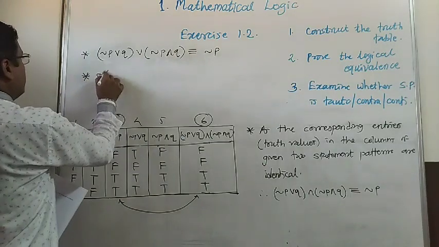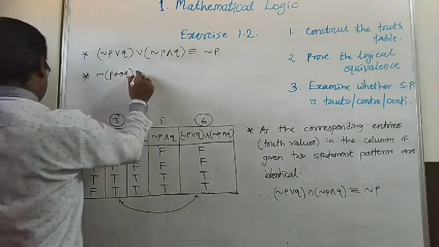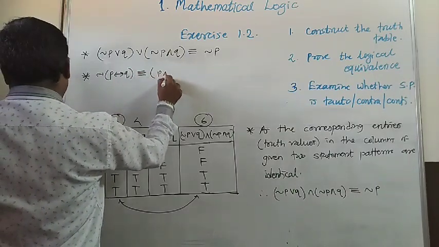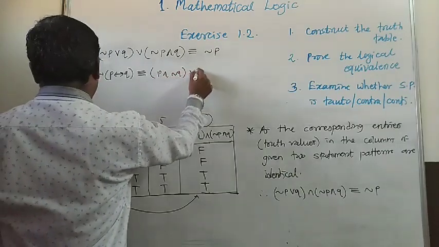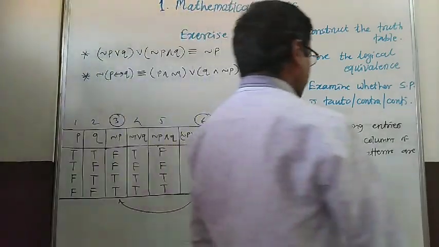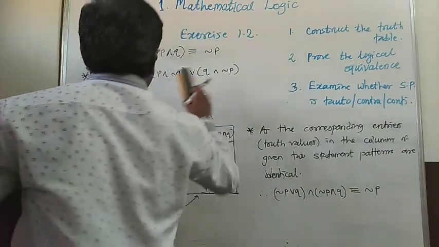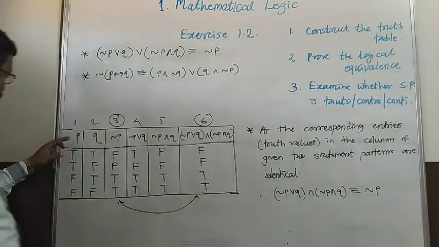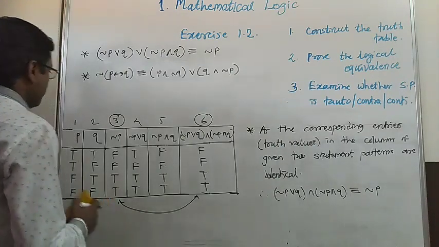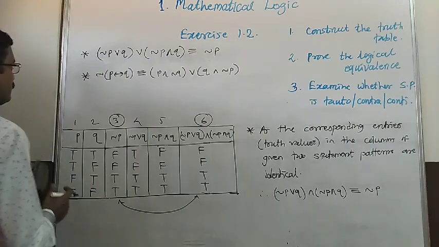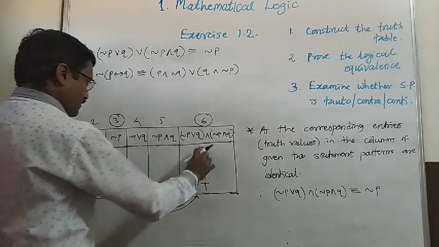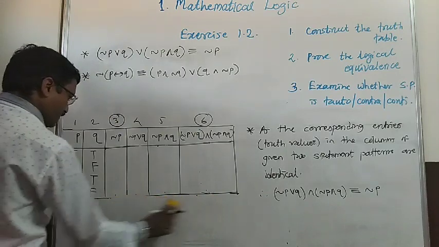Negation of P conditional Q is equivalent to P and negation Q, or Q and negation P. Again, these two statement patterns contain only two statements, P and Q, so we need this 5 rows table. Once again, we will prepare the columns required for this equivalence.